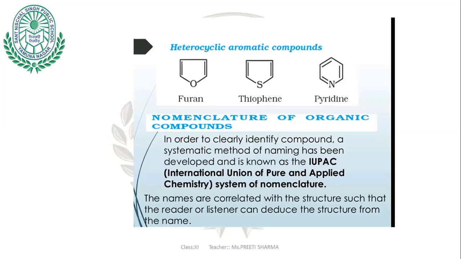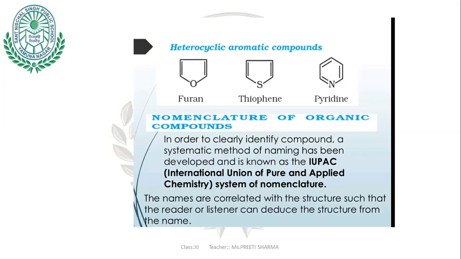Suppose the question comes, what is the next homologous member of propane? So that is butane, and both propane and butane differ by only a CH2 group, right? Now, you must know what the CH2 group is, what the CH3 group is, students. So I'll start with the nomenclature, and you know that a compound has two names.